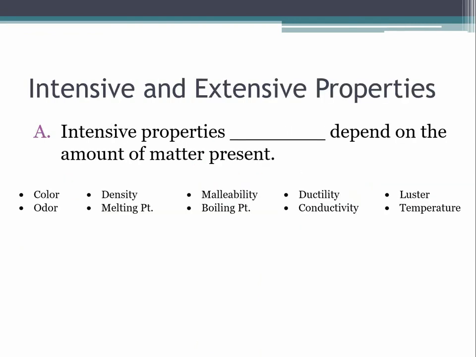All right, the last thing we need to talk about here are intensive and extensive properties. So your intensive properties don't depend on the amount of matter that is present. Your intensive, those are independent. Independent meaning strong independent property, it don't need no substance.